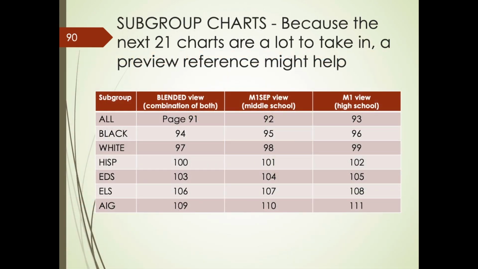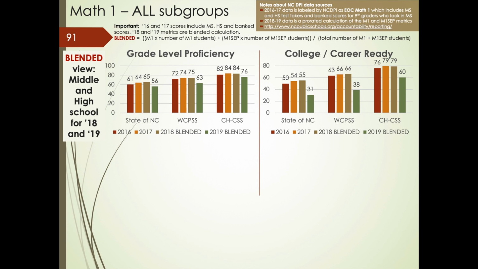What I'm going to show you next is a series of subgroup charts. It's 21 charts, and there's a lot to take in, so I want to set the expectation of how the chart flow is going to go. So I'm going to show 7 different subgroups, starting with all, and then there'll be a set of 3 charts for each subgroup. There'll be a blended view, which is a combination of both high school and middle school scorers, via the M1 SEP view and the M1 view. And then we'll proceed through each of the other subgroups. So each chart is going to look like this. There'll be a GLP on the left and CCR on the right. I'm going to show state of North Carolina, Wake County, and Chapel Hill again.